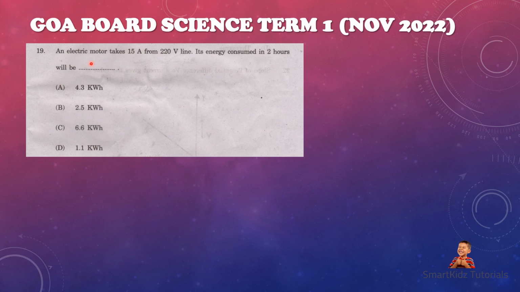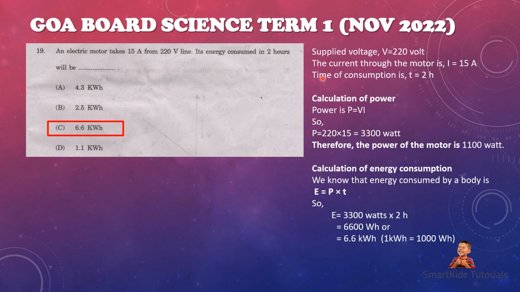19th, an electric motor takes 15 amps from a 220 volt line. Its energy consumed in 2 hours will be 6.6 kilowatt hour. We'll have a look at the calculation, how we come to this particular answer. So the supplied voltage is 220 volt. The current that is passing through the motor is 15 amps, and the time of consumption, that means energy consumption, is 2 hours.